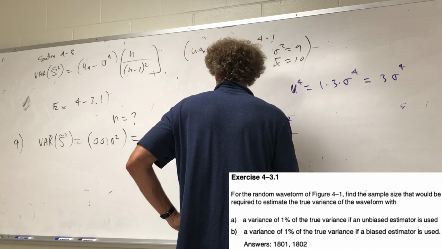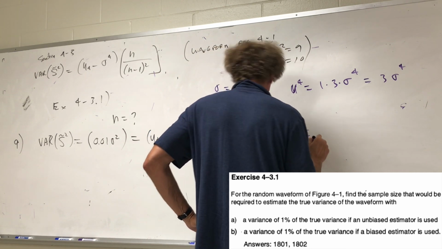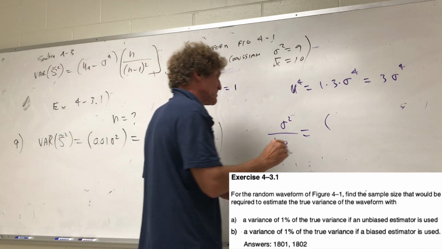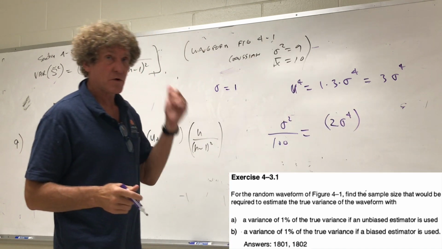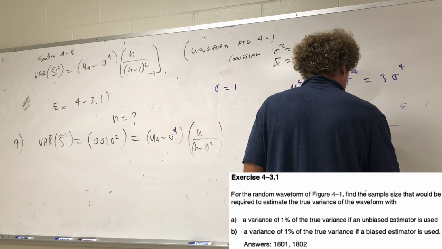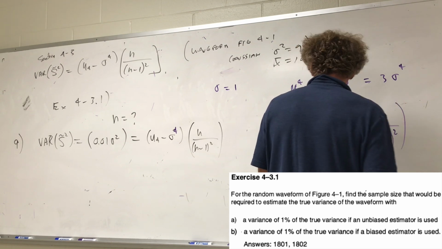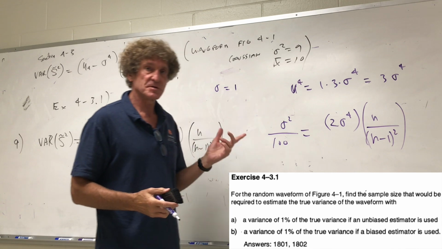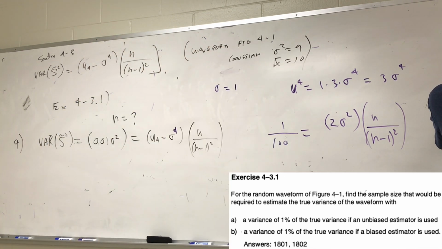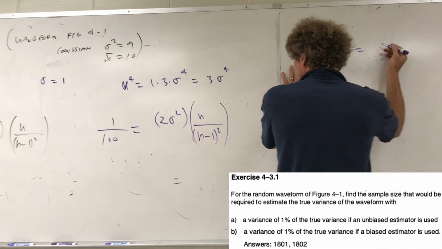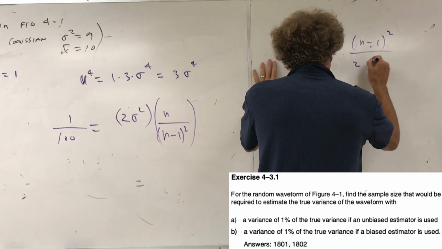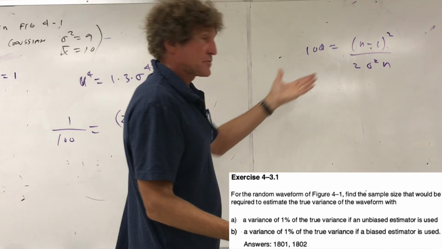Sigma squared over 100 here is equal to, and look, u to the fourth is 3 sigma to the fourth, minus sigma to the fourth is 2 sigma to the fourth, back to the waveform at 4-1, and that's times n over n minus 1 squared. Really, at this point, it's just a matter of being careful. We know what sigma squared is. So I'm going to get rid of one of these sigma squareds. So if I invert it, I have 100 equals n minus 1 squared over 2 sigma squared n, and now it's straightforward at this point.